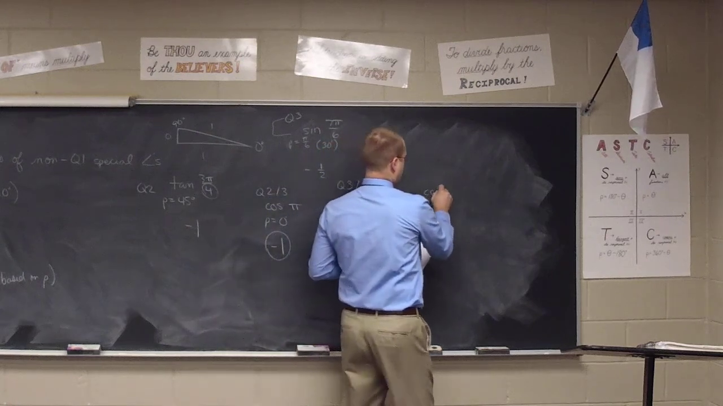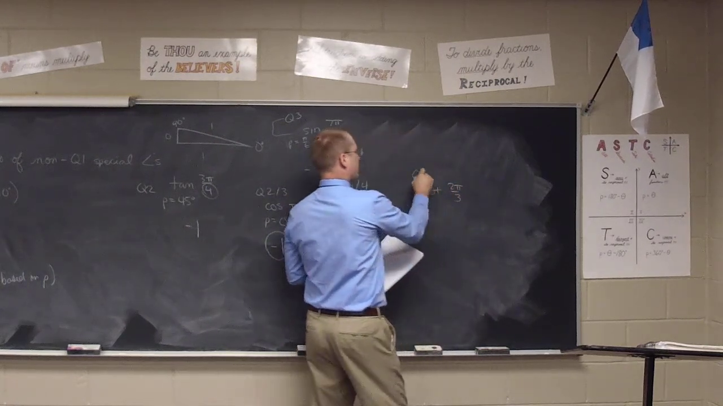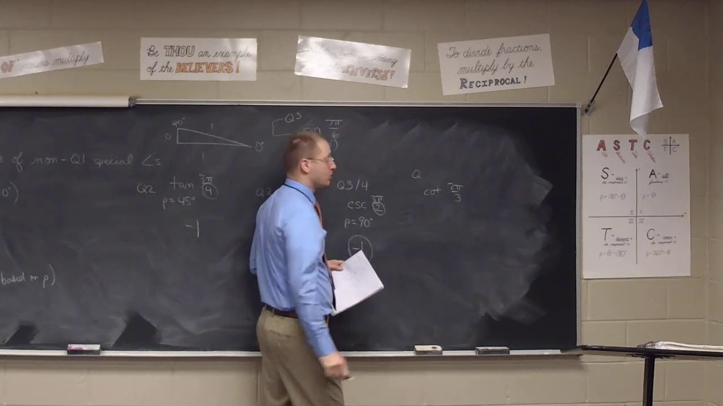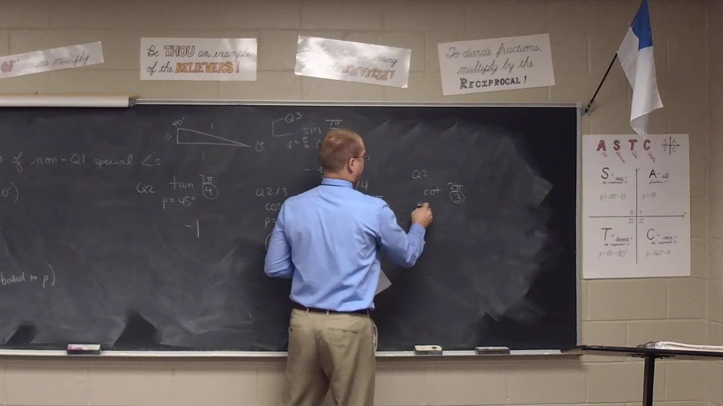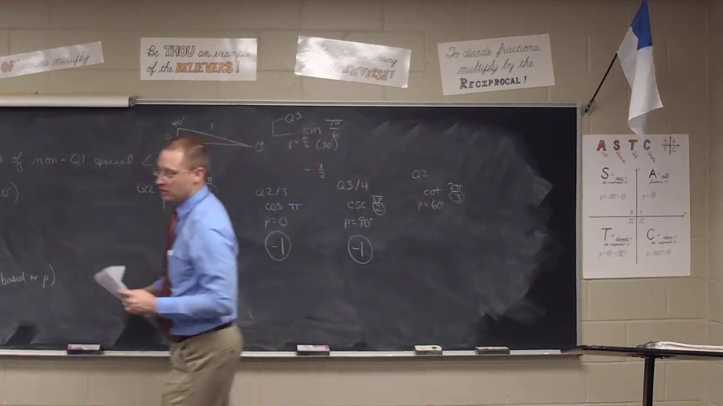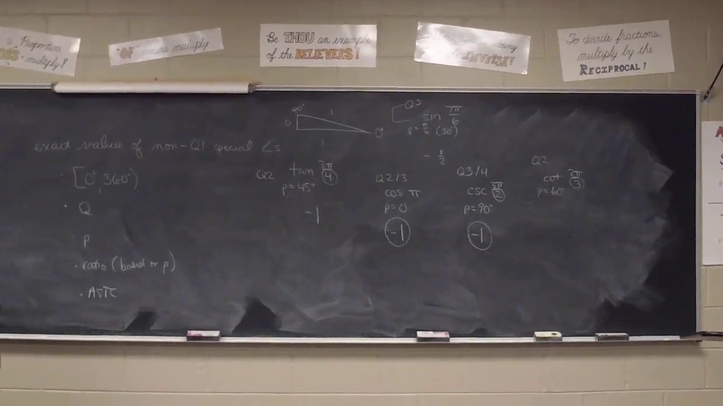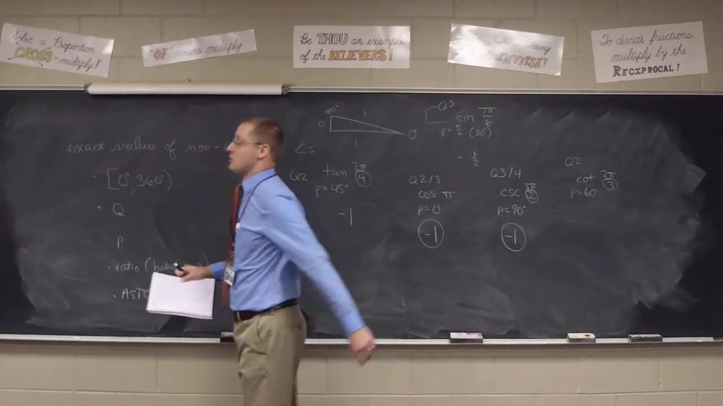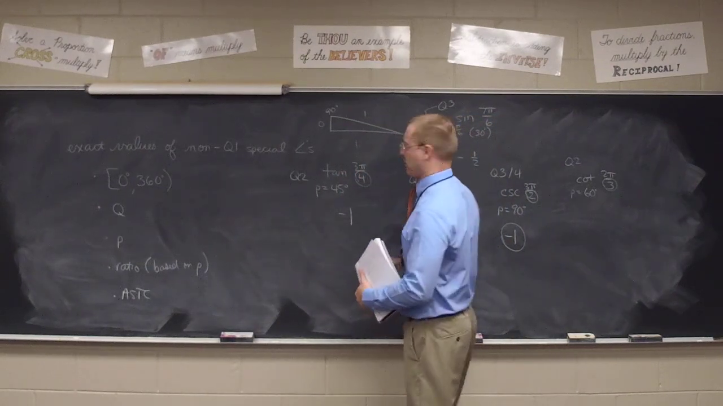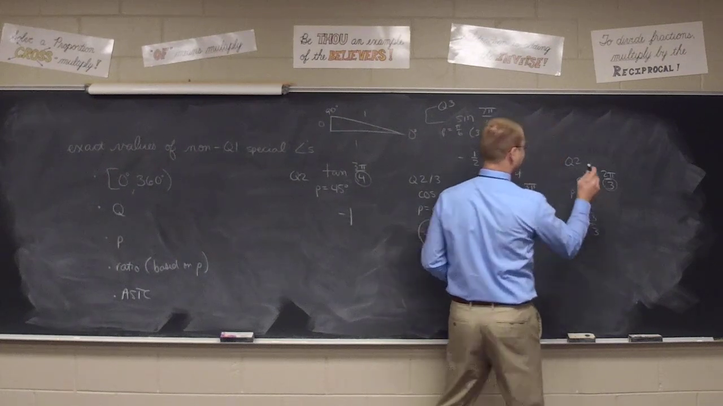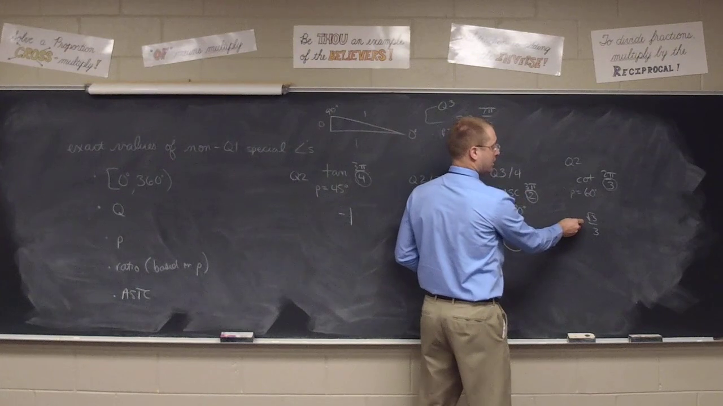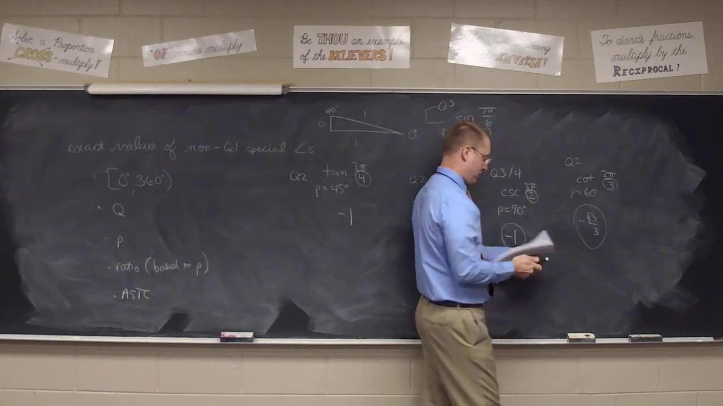How about this one? Cotangent, 2 pi over 3. This is going to be quadrant 2. Anytime you see denominator 3, reference angle, 60. Cotangent of 60 is adjacent over opposite, 1 over square root of 3, or square root of 3 over 3. And in quadrant 2, cotangent is negative. Negative square root of 3 over 3.